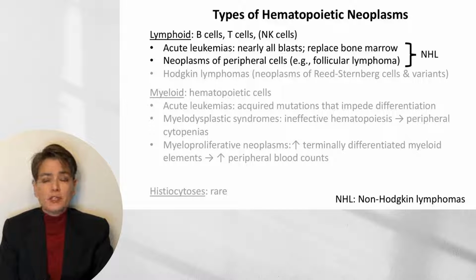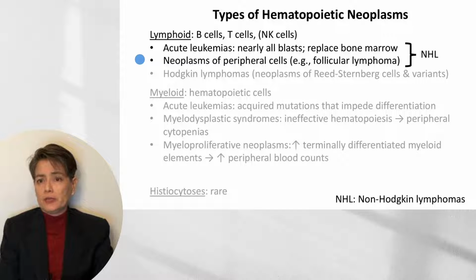Now, there are, as I mentioned, a wide range of hematopoietic neoplasms. We have lymphoid, myeloid, and our histiocytoses. This video is focusing on our lymphoid, so that's going to be our B cells and T cells. It can also be natural killer cells, but these are much less common. We're actually going to be focusing primarily on our B cell lymphoid neoplasms in this video. And this is going to include our acute leukemias, as well as our neoplasms of peripheral cells. And as I mentioned before, these are our non-Hodgkin lymphomas. The Hodgkin lymphomas, although lymphoid, will be covered in a separate video.